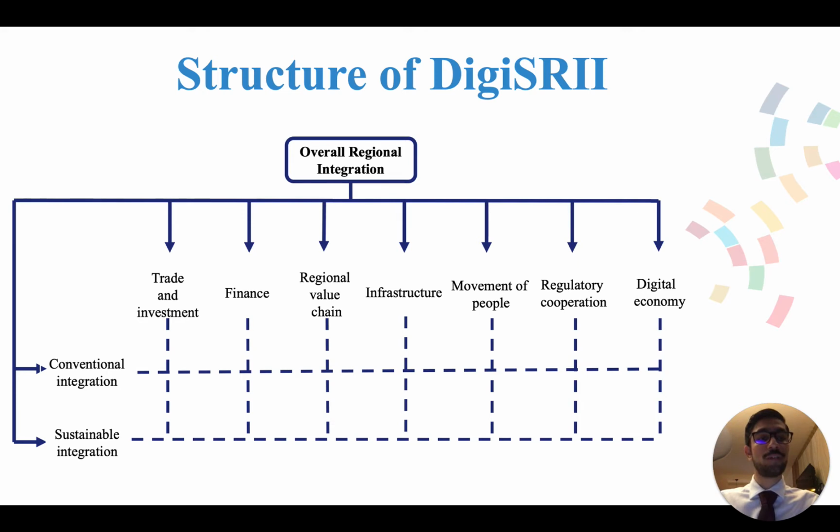Examining the structure of DigiSRII presented here, it is important to highlight that our approach, while providing a single comprehensive measure of regional integration, also allows regional integration to be evaluated from multiple perspectives. For example, integration can be evaluated solely from a sustainable or conventional perspective across all 7 dimensions, or on the other hand, overall integration in a particular dimension can be examined in detail. The list goes on, thus allowing for flexible evaluation of regional integration depending on changing requirements.